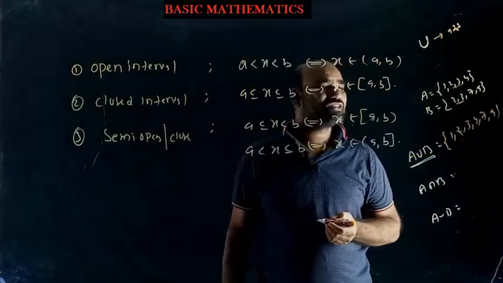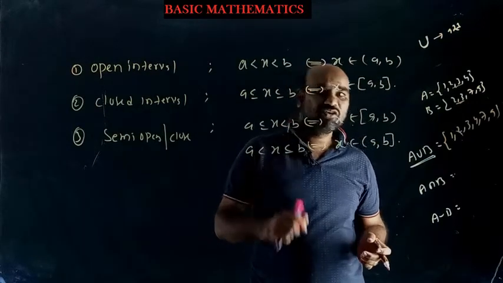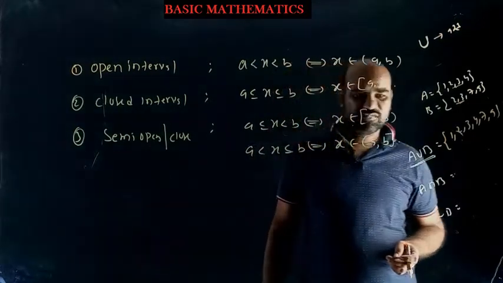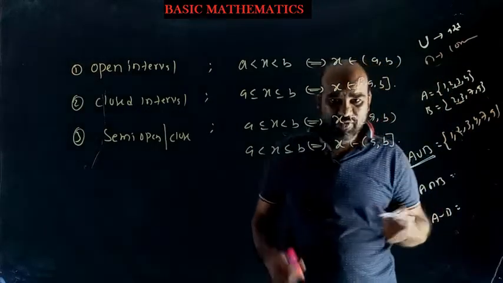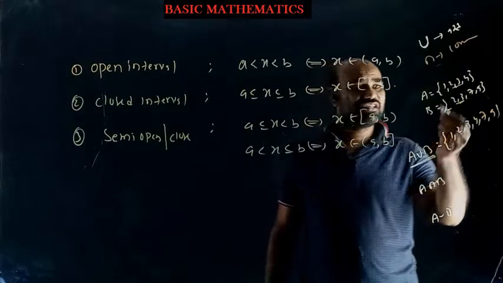1, 2, 3, 4, 7, 9. All the elements which are in A and B should be written. That is nothing but A union B. A intersection means common elements. A intersect common. See, 1 is not common.